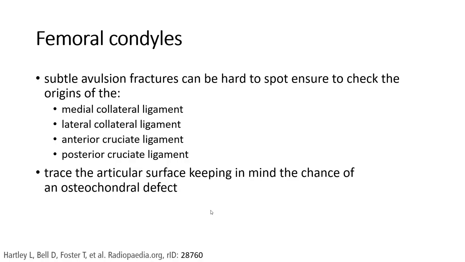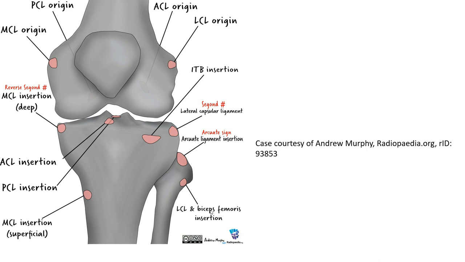Femoral condyle subtle avulsion fracture can be hard to spot, so check the origin of the medial collateral ligament, lateral collateral ligament, anterior cruciate ligament, posterior cruciate ligament. Trace the articular surface, keeping in mind the chance of an osteochondral defect. This image shows where the attachment or insertion of the knee ligaments and tendons are.